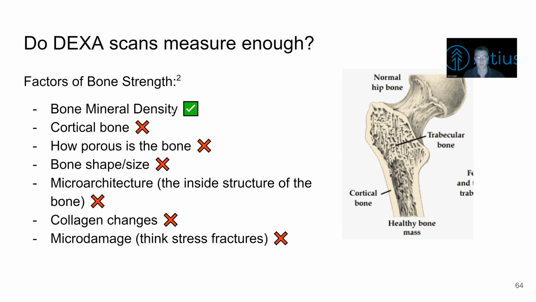So a DEXA is a good starting point, but this is why resistance training, in my opinion, is much more effective than just taking a medication, right? Because resistance training will improve your cortical bone strength. It will also improve the microarchitecture, all of the guys in here that help to withstand the load that you're putting on it. So a medication will improve the bone mineral density itself, but it's not going to change the microarchitecture in here, and it's not going to really improve the strength of the cortical bone on the outside.